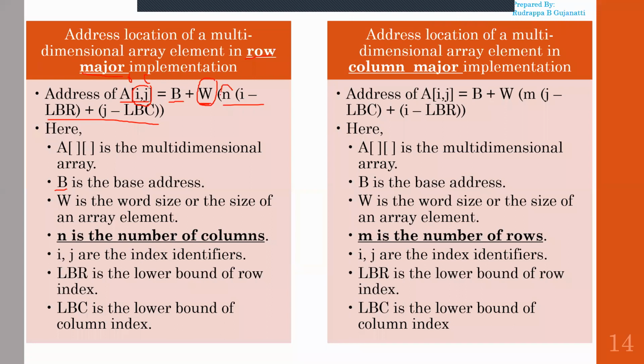So in this one, what is n in this case? N is giving you the number of columns. And what you're doing is you're considering n multiplied with i minus LBR. What is LBR? LBR is the lower bound of the row index. So this has to be specified. Plus j minus the lower bound of the column index, that is LBC. So this equation you consider when the elements are stored in row major order implementation.